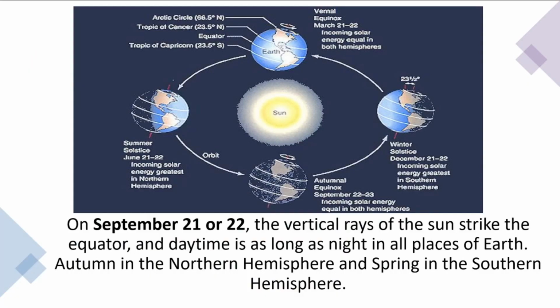On September 21 or 22, the vertical rays of the sun strike the equator. The daytime is as long as night in all places of Earth. Autumn in the northern hemisphere and spring in the southern hemisphere.